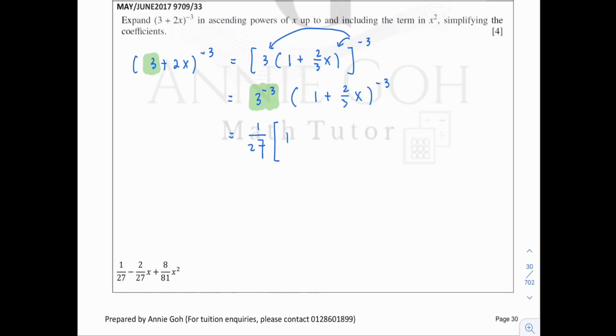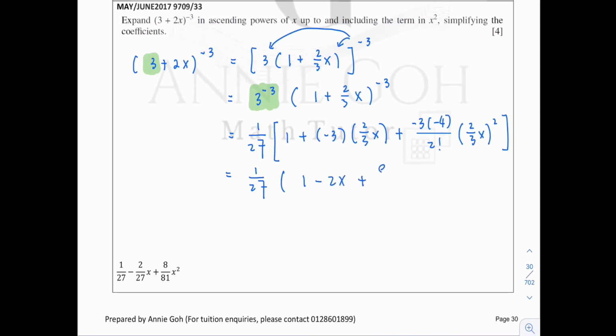According to the formula, it's 1 plus nx. The n now is negative 3, and the x is 2 over 3 x. For the next term, it's n times n minus 1 over 2 factorial. So it becomes negative 3 times negative 4 over 2 factorial. According to the formula it's x squared, and our x is now changed to 2 over 3 x, squared. And then you can close the bracket. The following step will be just simplifying the coefficients. So now let's simplify it. And then you just need to multiply the 1 over 27 into each of the terms.